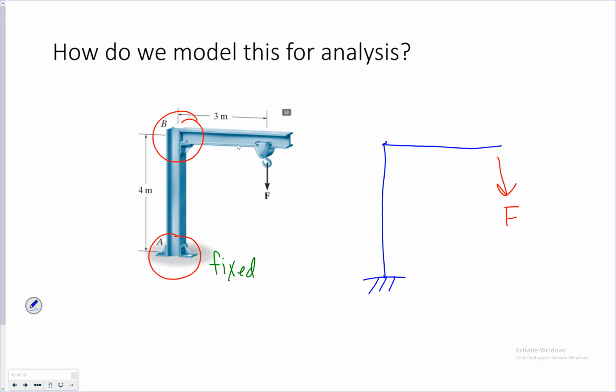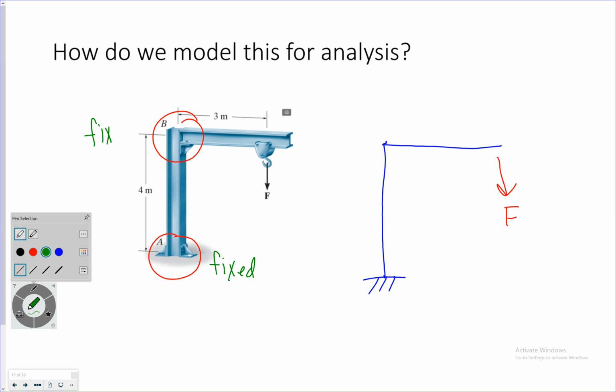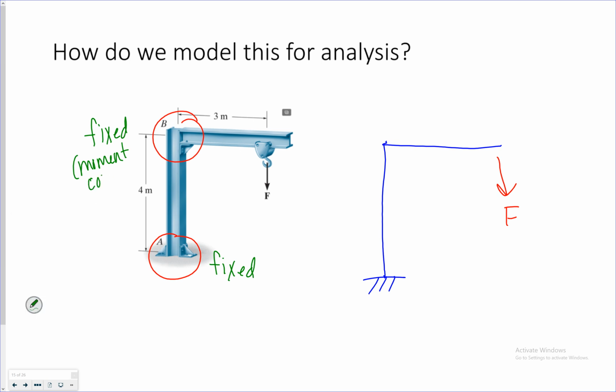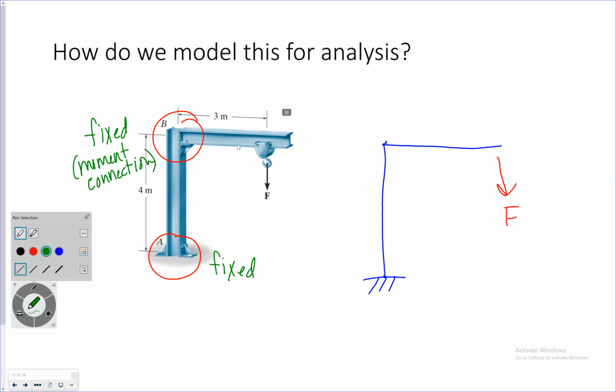Now if I look at the beam to column connection, can it rotate? Not really. And it's going to be constrained horizontally and vertically. So I'd call that a fixed connection or a moment connection as well. So if we go back and look at how we draw that, it would be a little triangle right there. So that's how we would draw this structure as an idealized model.